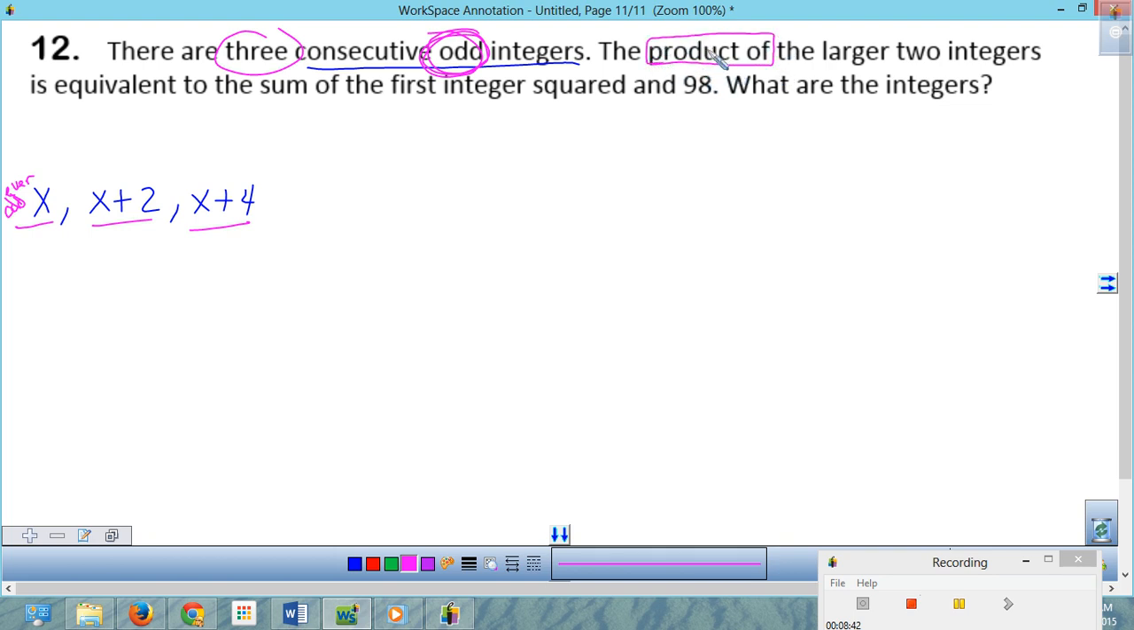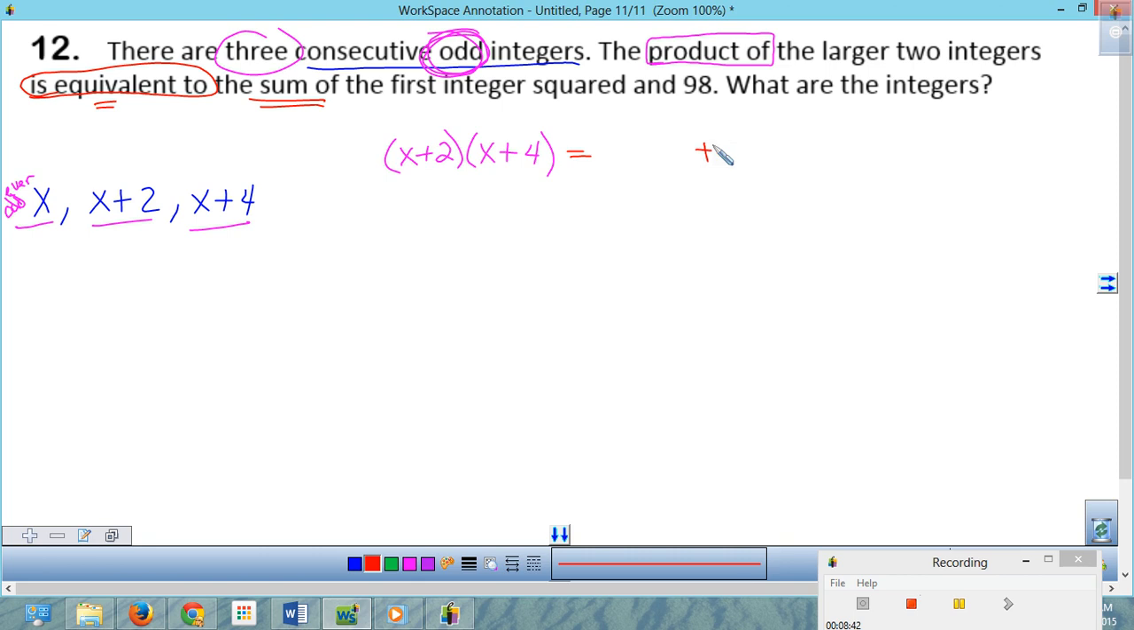Product of is a big word that means multiply. That's all it means. Multiply what? The 2 larger integers. Okay? Well, if you look here, our integers are here, 1, 2, and 3. Okay? The larger ones are going to be these. So we're going to multiply x plus 2 times x plus 4. Okay? And then it says is equivalent to, that means equals, big way of saying equals, the sum of the first integer squared and 98. The sum of means we're going to add.